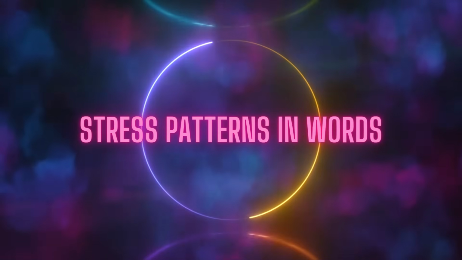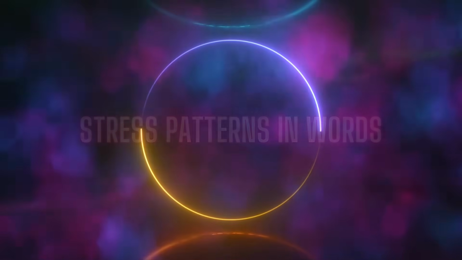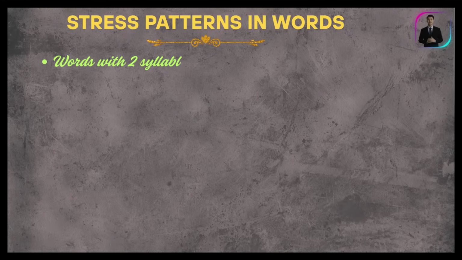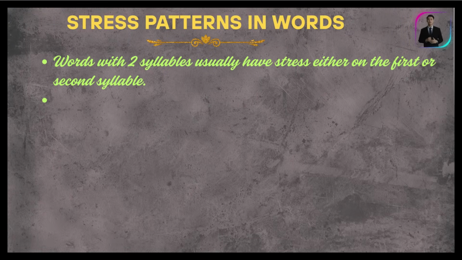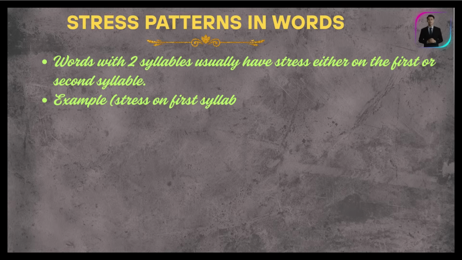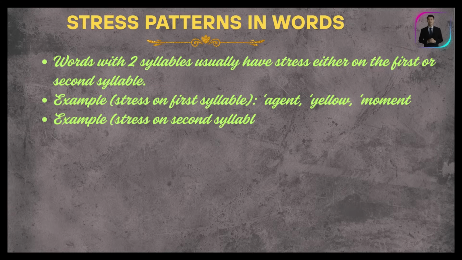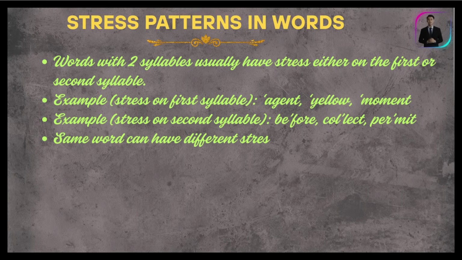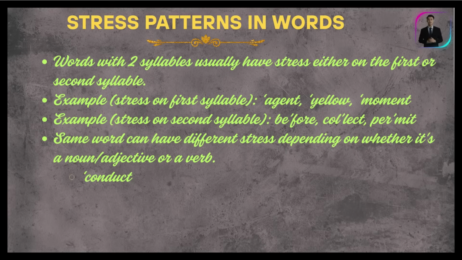Stress patterns in words. Learn common stress patterns in English words and how they change. Words with 2 syllables usually have stress either on the first or second syllable. Example, stress on first syllable: agent, yellow, moment. Example, stress on second syllable: therefore, cold-laked, permit. The same word can have different stress depending on whether it's a noun, adjective or a verb.